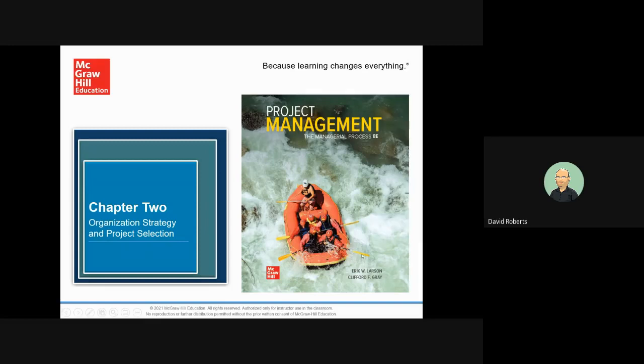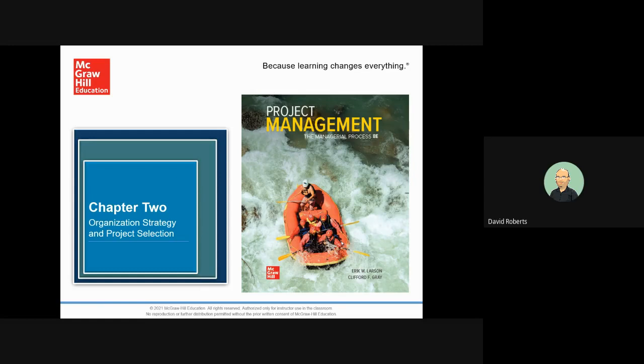Welcome to chapter number two. As you can see from the chapter naming, this is going to talk about organizational strategies and project selection. A big part of this has to do with the fact that you would like goal congruence.